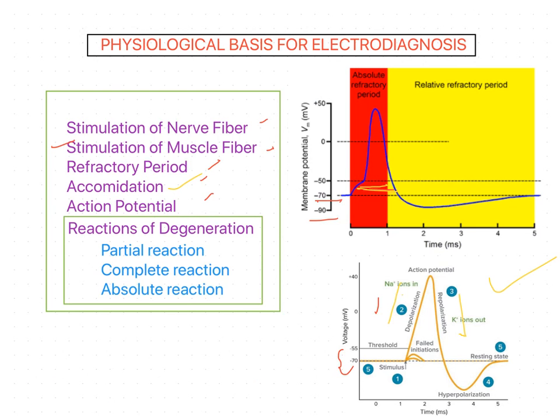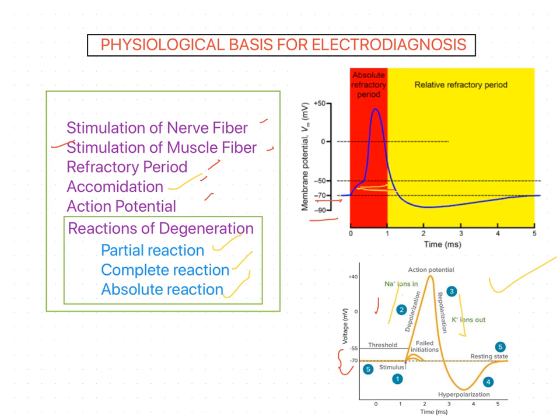So the presence of reaction of degeneration means the muscle is denervated. The absence of reaction of degeneration means the muscle is normally innervated. The reaction of degeneration can be partial or complete. And also we can see the absolute reaction of degeneration.